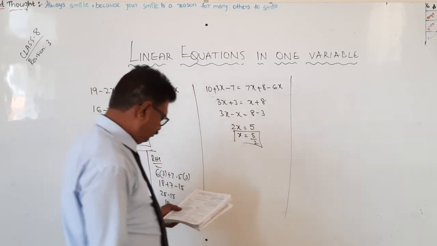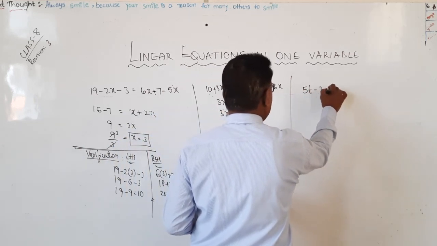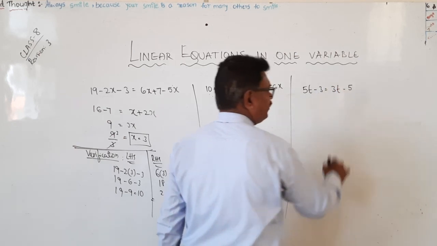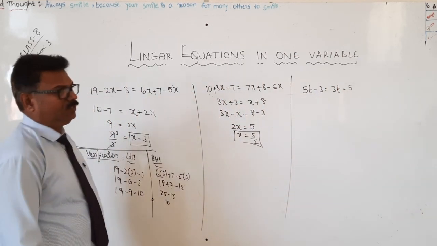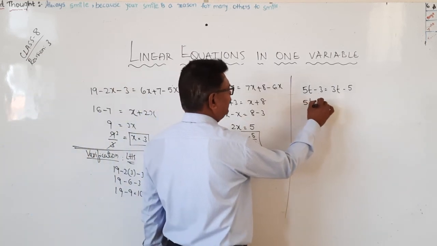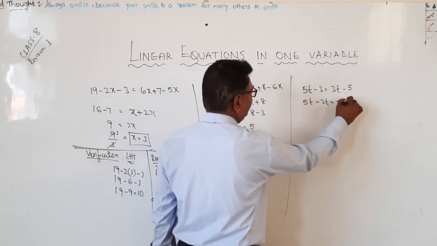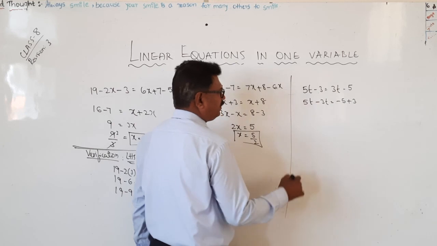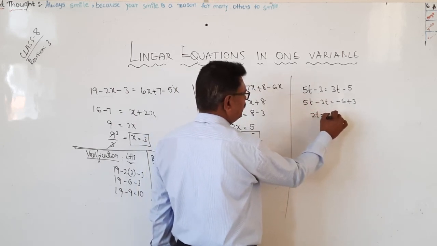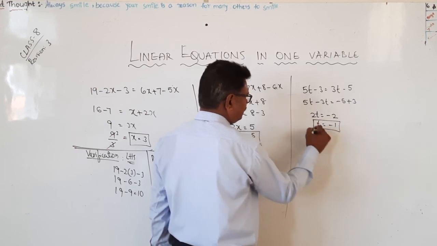Next question. 5t minus 3 equal to 3t minus 5. So very simple. 5t minus 3t, 3 moves over as plus 3, equal to minus 5 plus 3. Therefore 5t minus 3t means 2t equal to minus 2. Therefore t equal to minus 1.